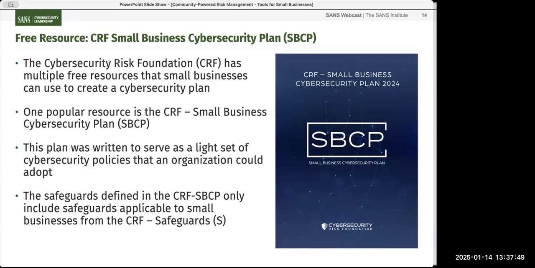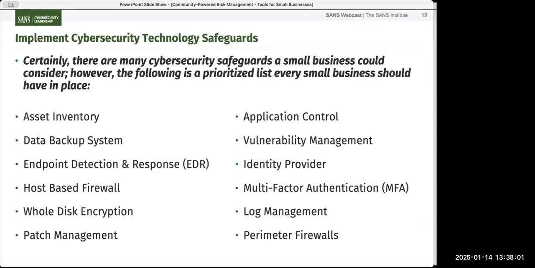Again, hopefully that takes away some of the confusion or uncertainty. It's a subset of the CRF safeguards, but it doesn't include all of them. It's just those things that would be applicable more in the context of a small business. Now, there's a lot of things that you could do, and this is what we talked about earlier, right? That there's a lot of safeguards you could choose to implement.